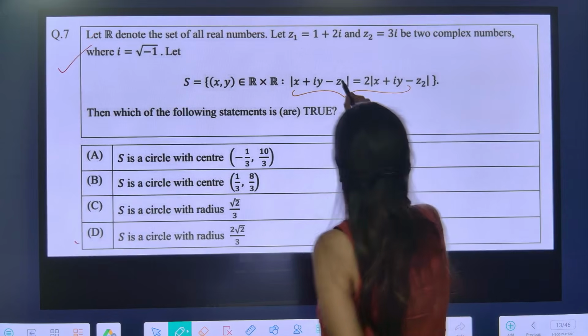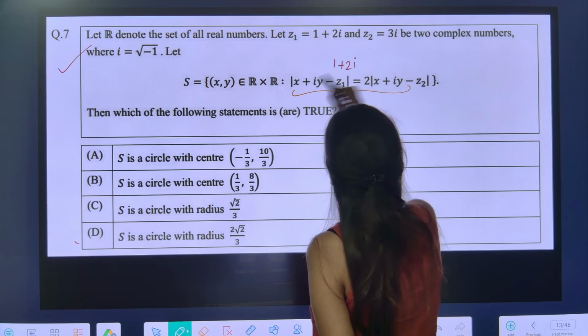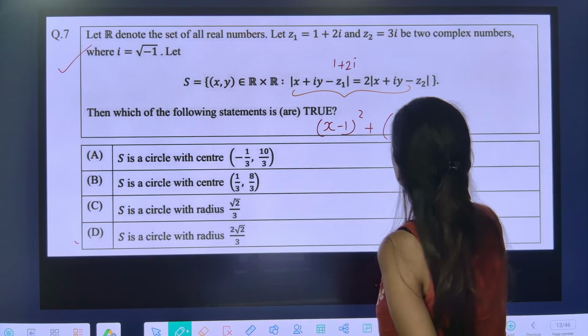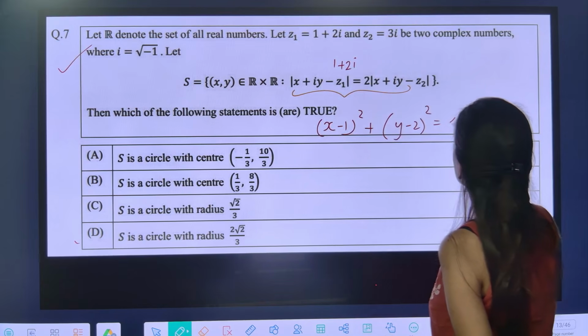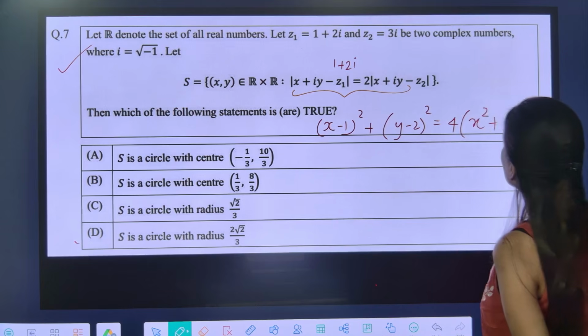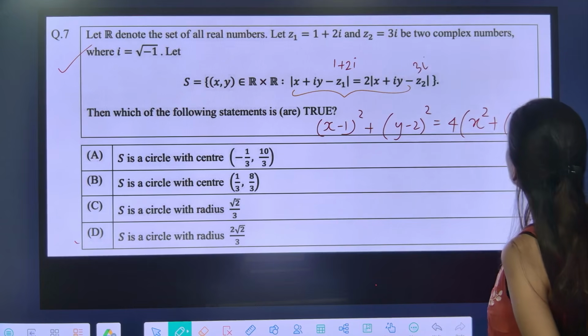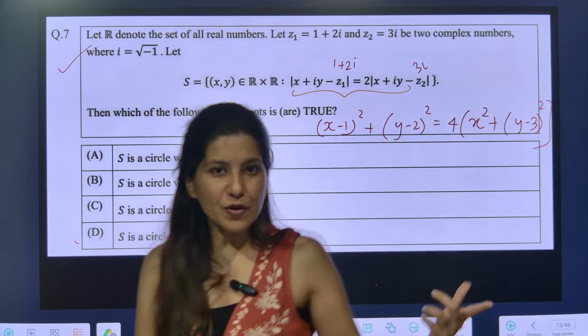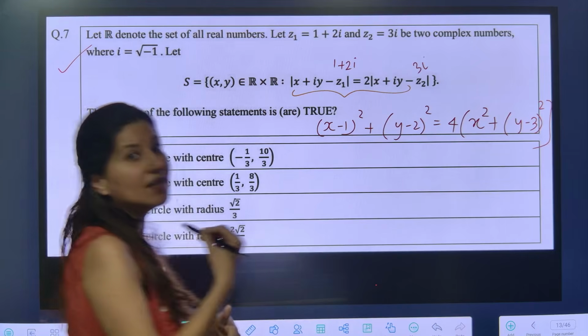Z1, if I put 1 plus 2 iota, what will I get? And take mod: (x minus 1) whole square plus (y minus 2) whole square is equal to 4, x square plus this is 3 iota, so (y minus 3) whole square. That's it. Okay, so now if you open it, what you're going to get is a circle.